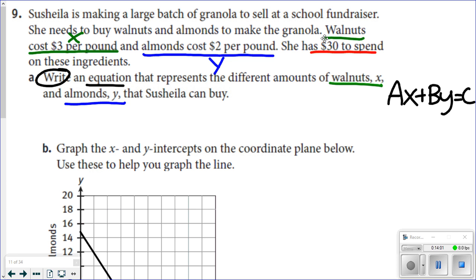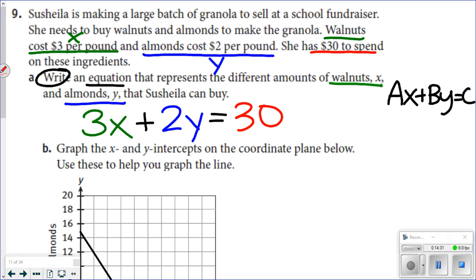So what do you think my A value is? What's the first thing that we're buying? Walnuts, which costs what? $3. What variable do we use for walnuts? X. Plus, what else? Almonds, just $2. Which variable? Y. Equals. How much money do we have? $30.